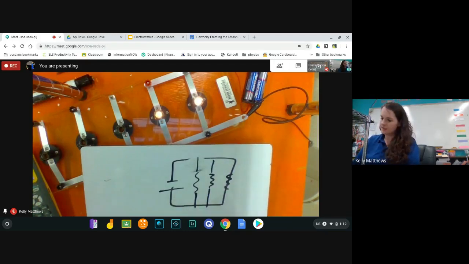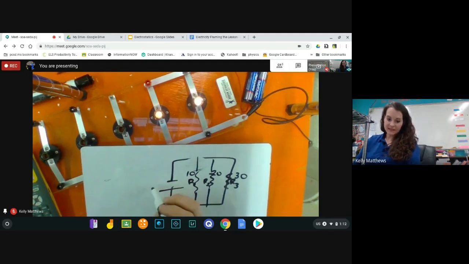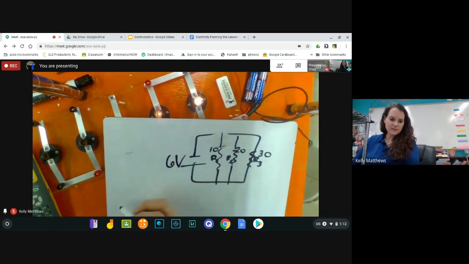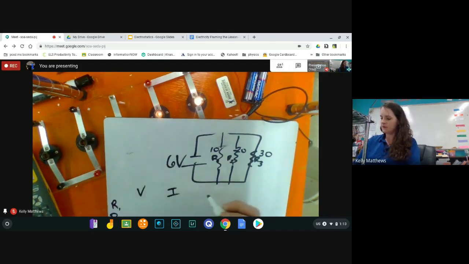Okay, and so again, this is telling us that we've got R1, R2, and R3, and that R1 is 10, R2 is 20, and R3 is 30. And that again, we have a total voltage of 6 volts. And so we're wanting to know some things. We're wanting to know for R1, R2, and R3 and the total: what is the voltage? What is the current? And what is the resistance?